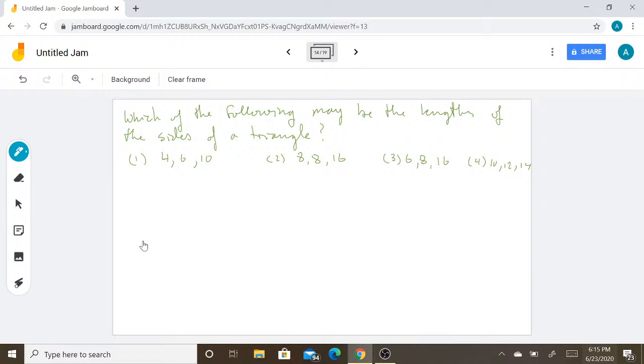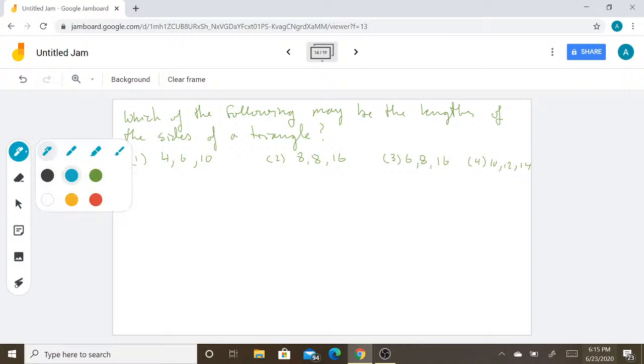So here we're given 4 different possible combinations of side lengths for triangles, and we're going to figure out which combination is the only possible one for sure. So what we just learned was that a single side of a triangle has to be less than the sum of the other sides. So what we can do is just test that out by adding two sides and comparing it to the greatest length of all three sides.